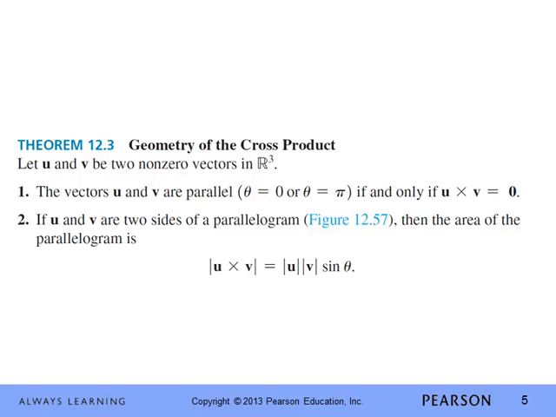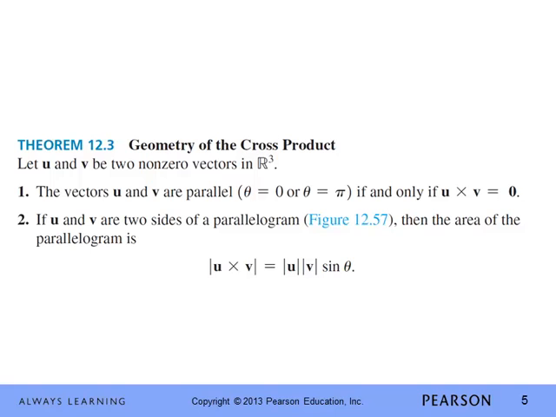Here's an interesting factoid: if you have some parallelogram out there on a plane, and u and v are vectors that define two adjacent sides of the parallelogram, then you can compute the area of that parallelogram by computing the magnitude of the cross product of u and v.